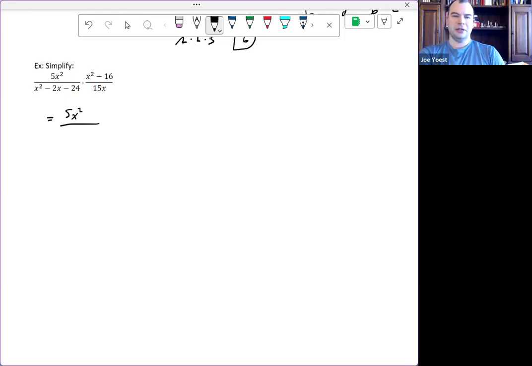x squared minus 2x minus 24, does that factor? Well, I think maybe x minus 6 times x plus 4. Negative 6 times positive 4 gives me negative 24. Negative 6 plus positive 4 gives me negative 2. So I think this is x minus 6, x plus 4, that it factors into. I'm multiplying that by my second rational expression. The 15x in the denominator, again, a monomial, nothing we can do with that. But the numerator, x squared minus 16, that's a difference of 2 squares. That factors into x minus 4 times x plus 4.